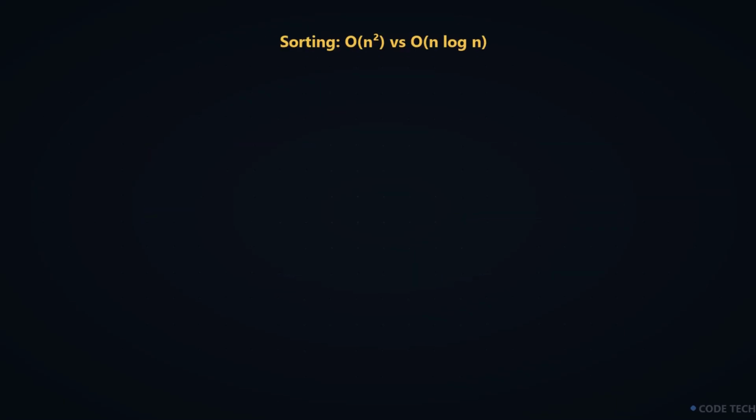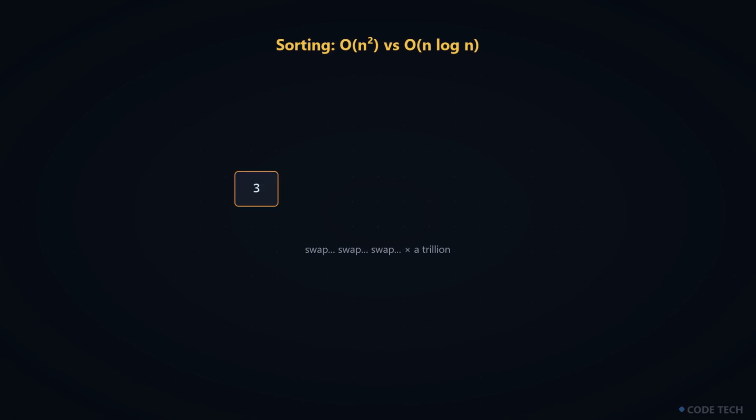Sorting deserves its own chapter because it hides a beautiful drama. The obvious approach is bubble sort. Sweep the list, swap neighbors that are out of order, repeat until clean. Every pair might need comparing, n squared. On 1 million items, that's 1 trillion operations. Your laptop, 20 minutes of fan noise.